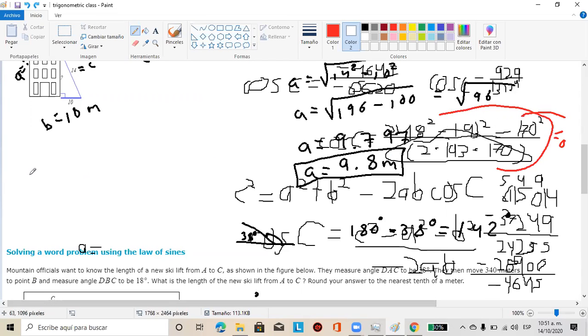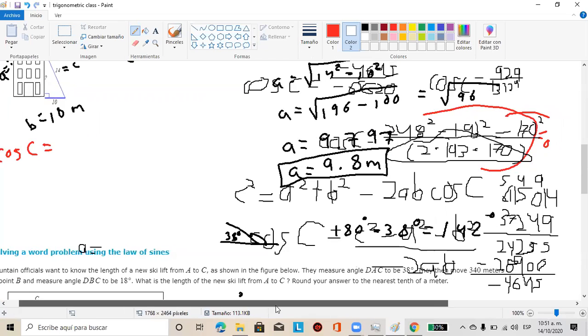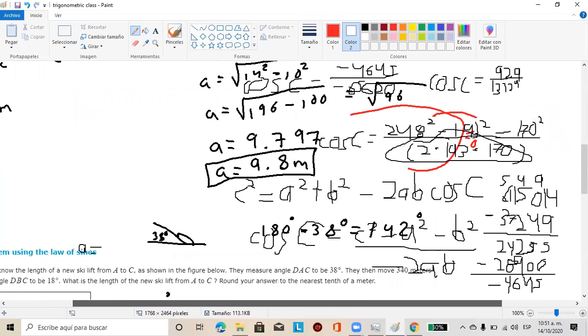I'm going to write it here in this part. So the formula says that the cosine of C is equal to... Are you there? Yeah, I'm here. Okay, here. The cosine of C is equal to C squared.